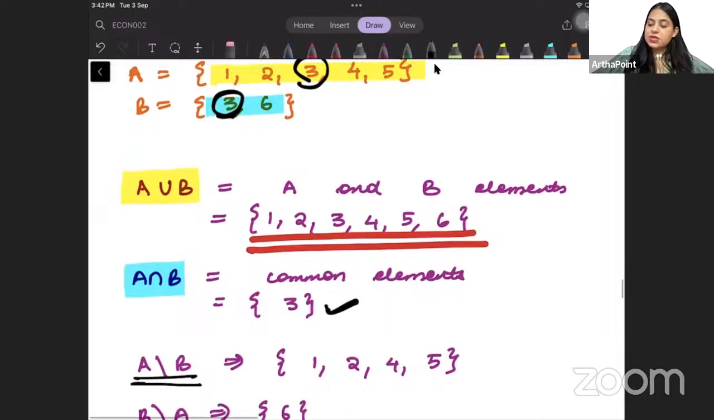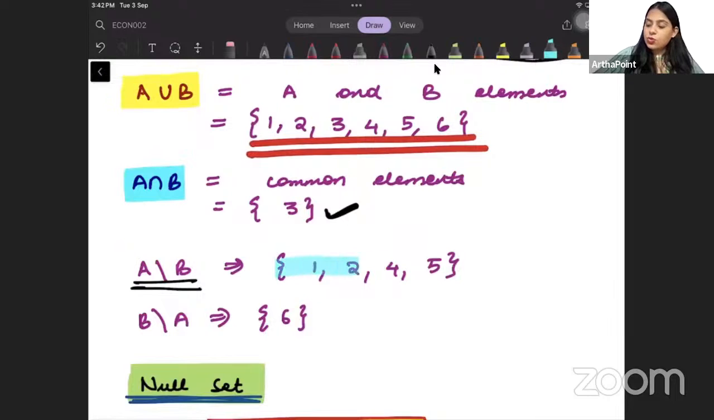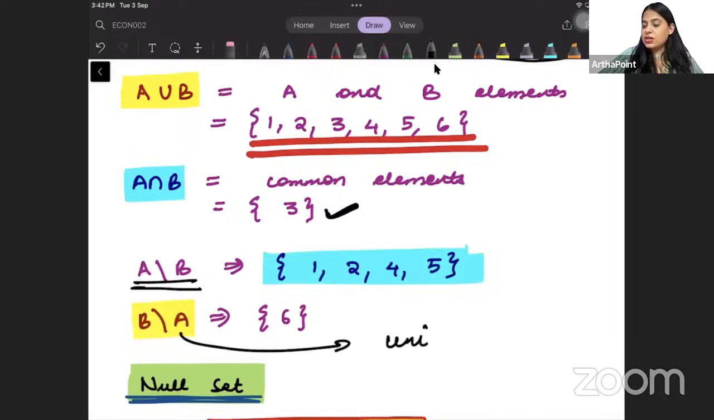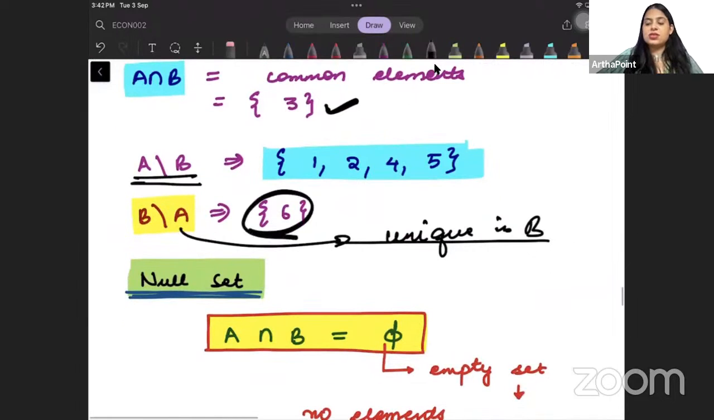Next beta, A minus B. So A minus B means you will only take those elements which are unique in A. जो A के elements unique हैं. They are only present in A. So which are the elements which are unique to A? 1, 2, 3 is not unique. वो तो B में है. 4, 5. So it is going to be 1, 2, 4 and 5. Beta B minus A. Those elements which are unique in B. So B में what is the unique element? 6. So answer will be 6.